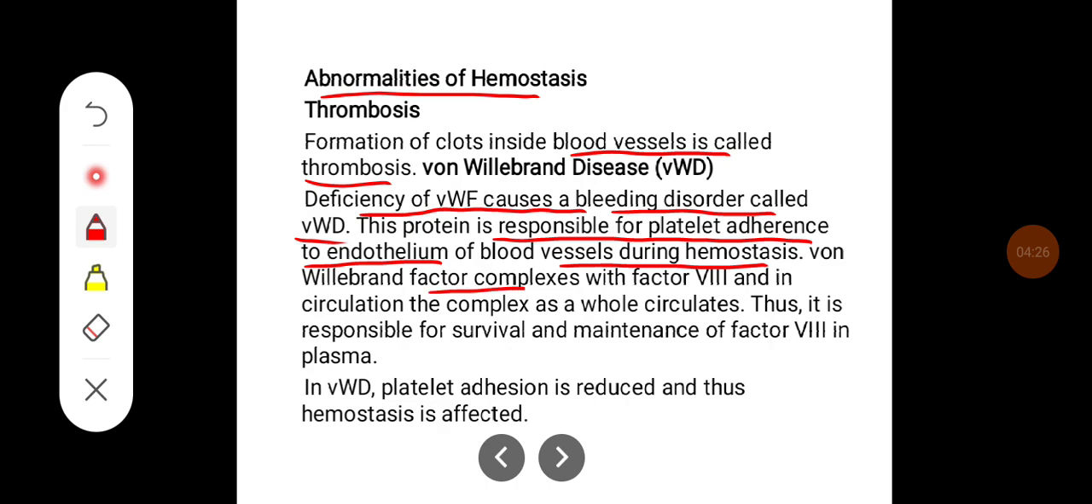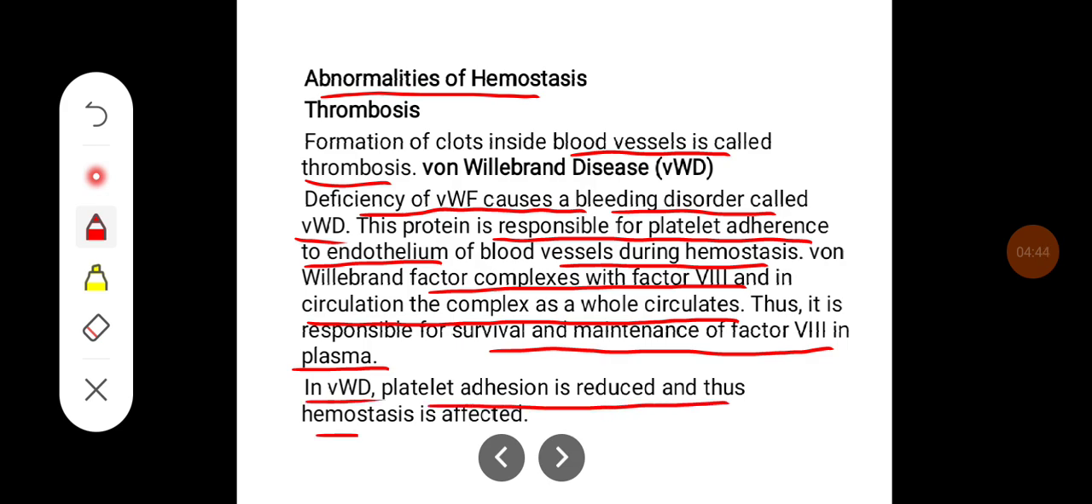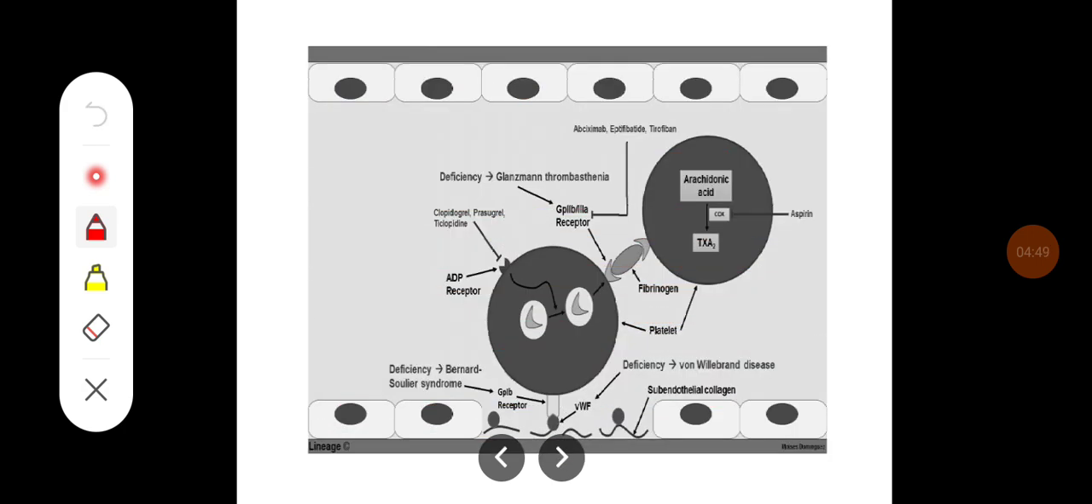Von Willebrand factor complexes with factor 8, and in circulation the complex as a whole circulates. Thus, it is responsible for survival and maintenance of factor 8 in plasma. In von Willebrand's disease, platelet adhesion is reduced and thus hemostasis is affected. So, this is how the platelets get adhered to the subendothelial collagen with the help of von Willebrand factor and also with the help of glycoprotein 1b.